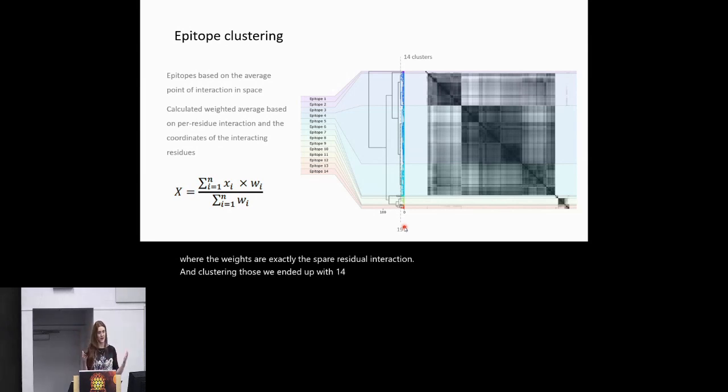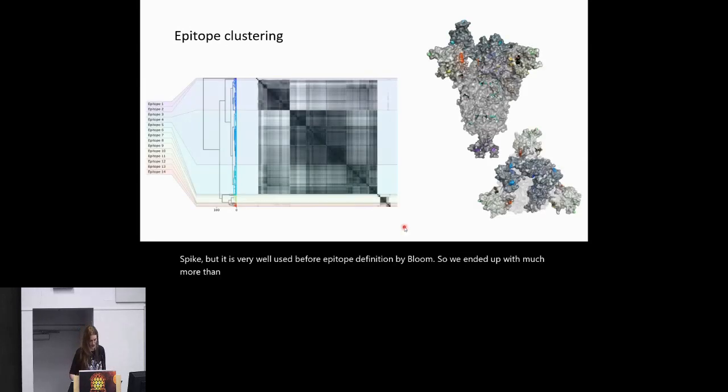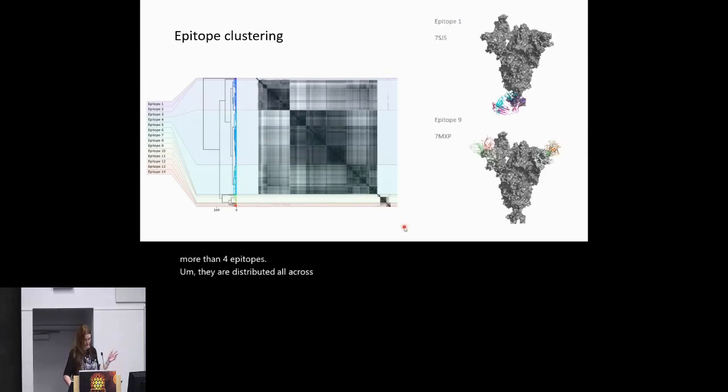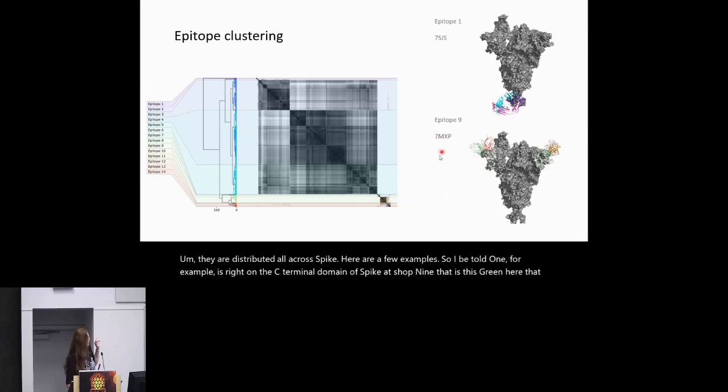I don't know if anybody here works with Spike, but the 4 epitope definition by Bloom is very well used. So we ended up with much more than 4 epitopes. They are distributed all across Spike. Here are a few examples. Epitope 1, for example, is right on the C-terminal domain of Spike. Epitope 9, this green here, is quite large as well, even though it's not comparable to 3, 4, and 5. It's right on the tip of the N-terminal domain, and it's one of 5 epitopes in the N-terminal domain.